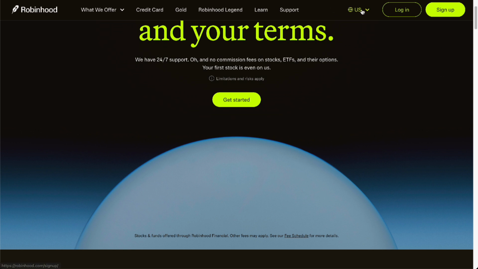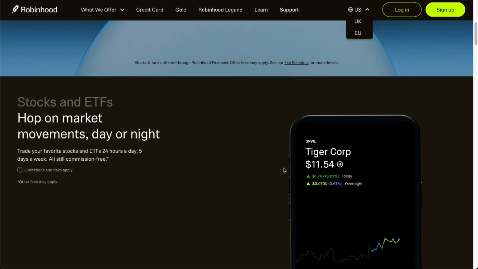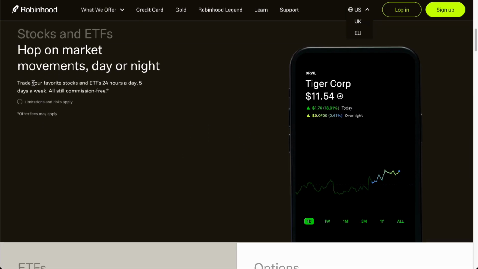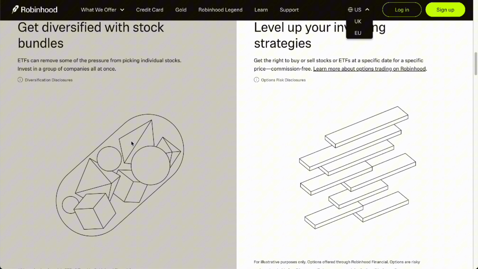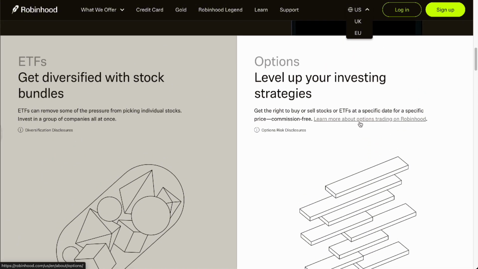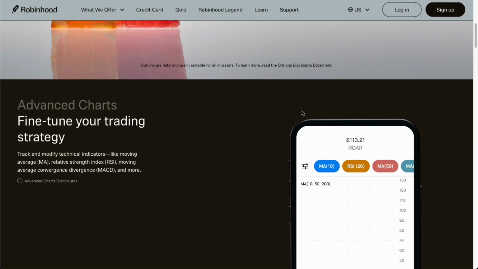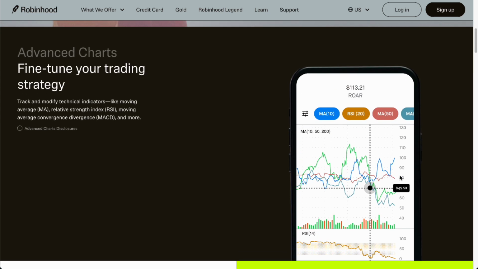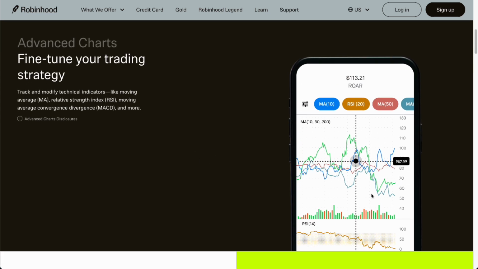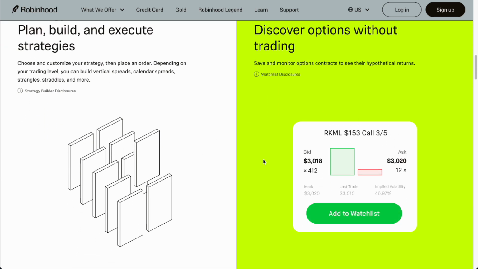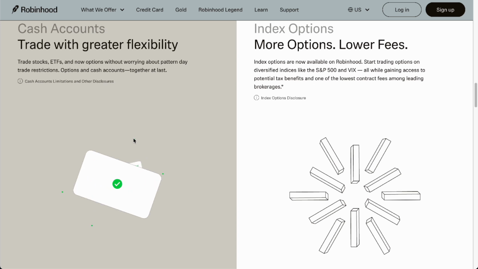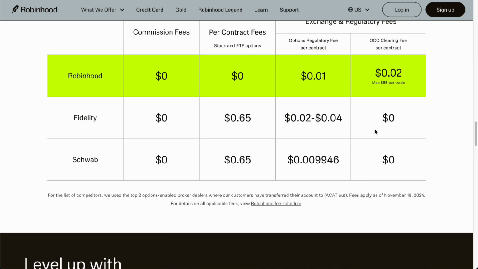You have to sign up, but I remind you again, it's only for the UK, Europe, and the US. For stocks and ETFs, you only have to sign up and give them your taxpayer identification in the US or UK, and then you'll be able to get diversified with stock bundles and even level up your strategy using Robinhood trading. There are also indicators here for you to use, and advanced charts. They say you can even build strategies, add to your watch list, of course, and trade with greater flexibility. It's really easy to trade here.